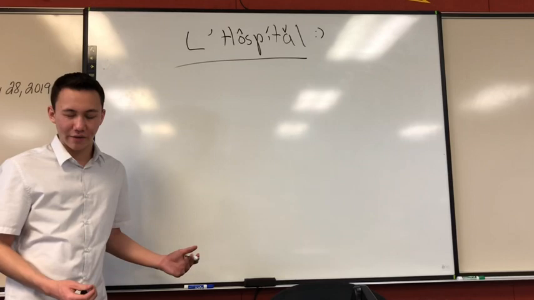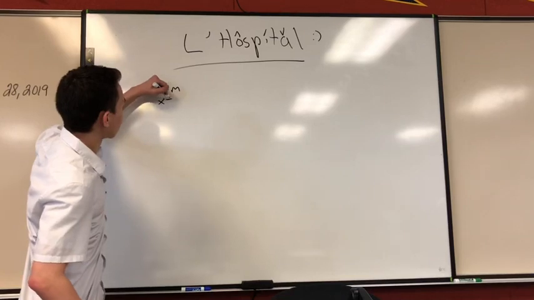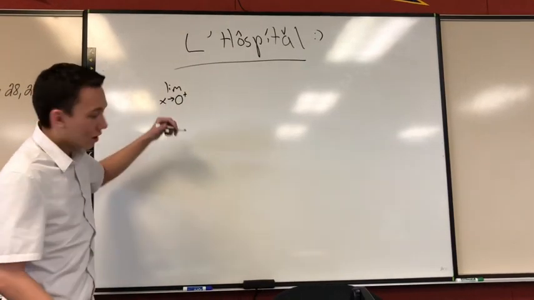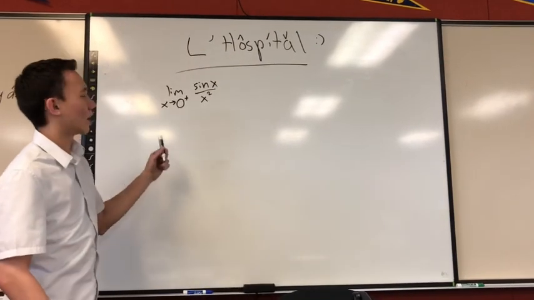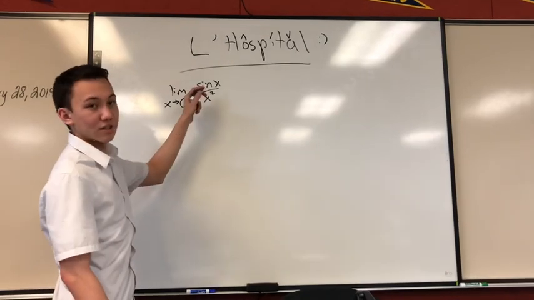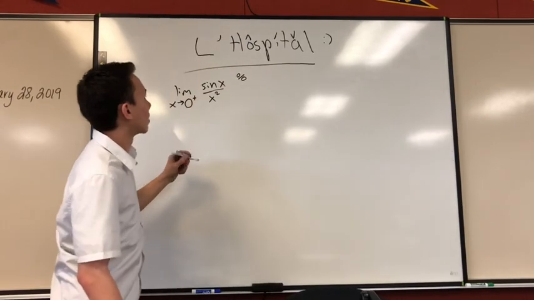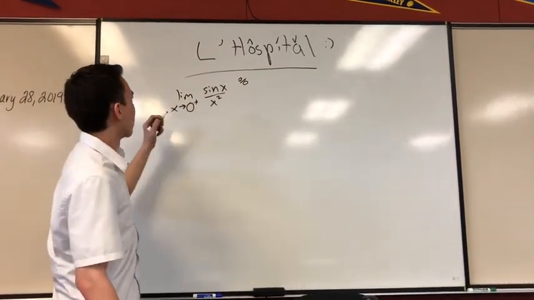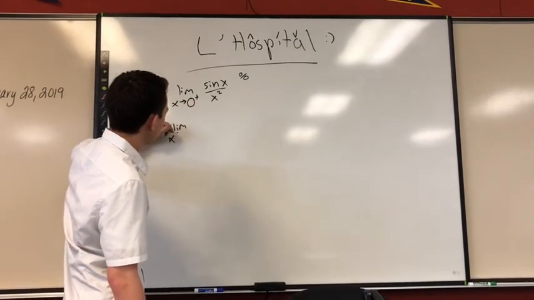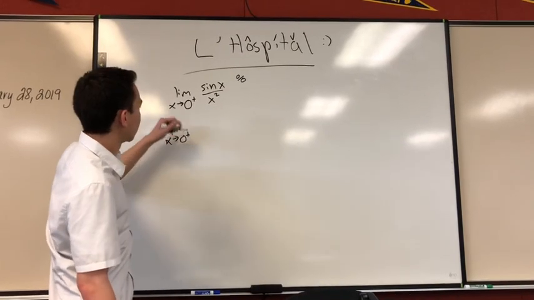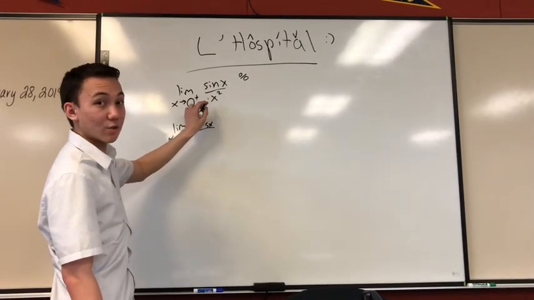So another example we might have is if the limit is from one side. So we'll have the limit as x approaches 0 from the positive side of sine x over x squared. Now if we try plugging in 0, you'll see that the sine of 0 is 0, and 0 squared is also 0. So here we have an indeterminate 0 over 0, which means we can use L'Hopital's rule. The derivative of sine x is cosine x. So we'll have the limit as x approaches 0 from the positive side of cosine x over the derivative of the bottom, x squared, which is 2x.